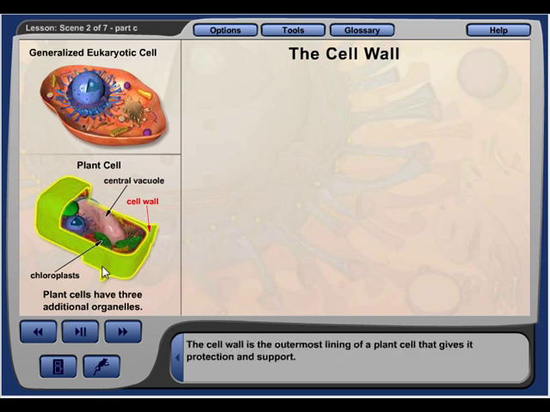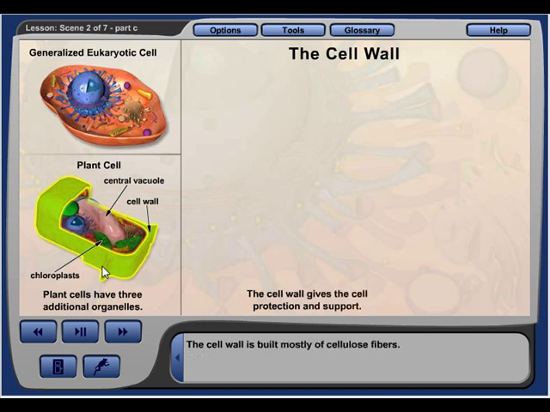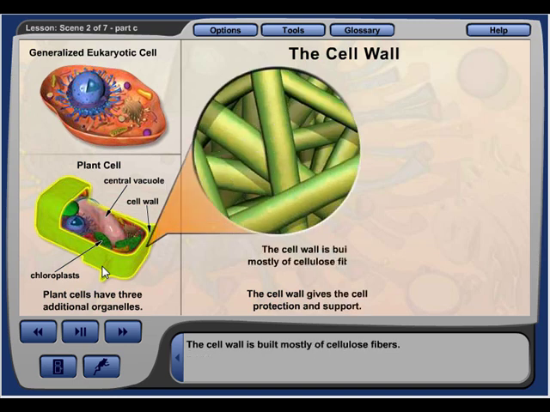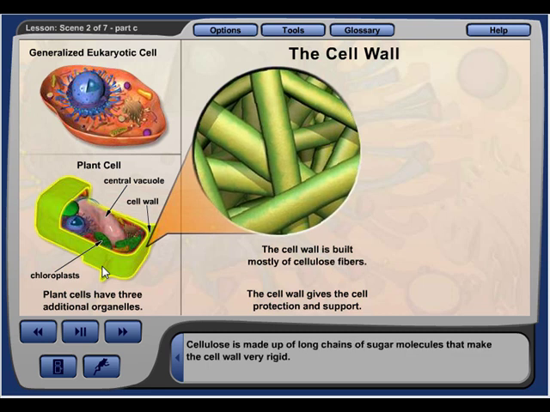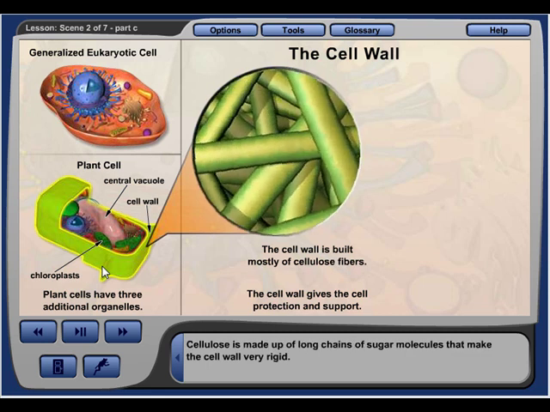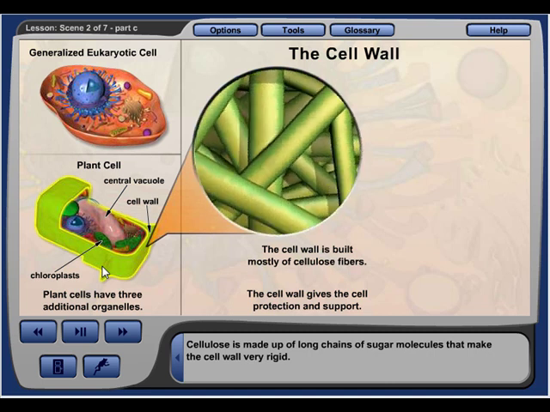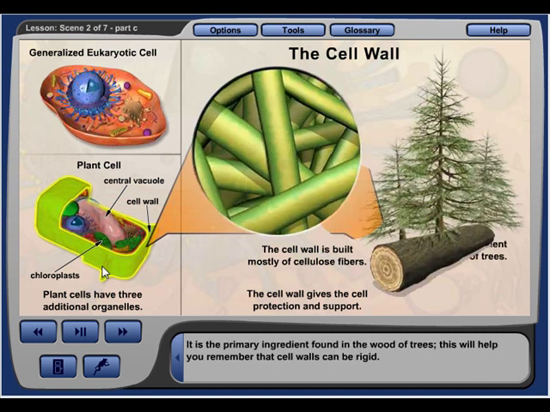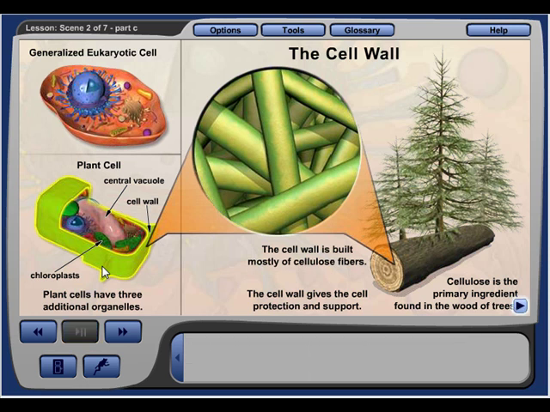The cell wall is the outermost lining of a plant cell that gives it protection and support. The cell wall is built mostly of cellulose fibers. Cellulose is made up of long chains of sugar molecules that make the cell walls very rigid. It is the primary ingredient found in the wood of trees. This will help you remember that cell walls can be rigid.